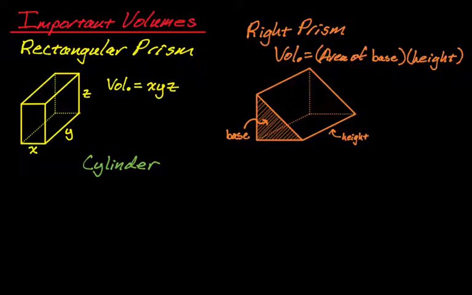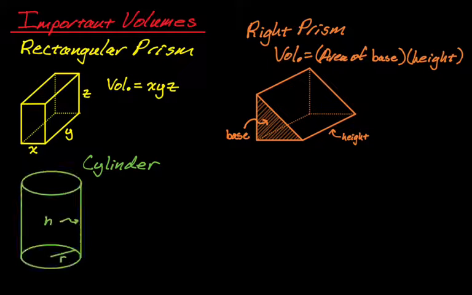Next up, we have a cylinder. So cylinders come up a lot in calculus. So you have a radius and you have a height, basically, for a cylinder. And our volume is going to be pi, the radius squared, times the height.